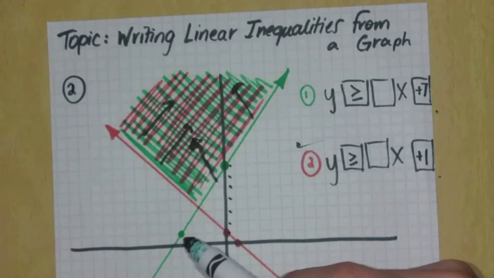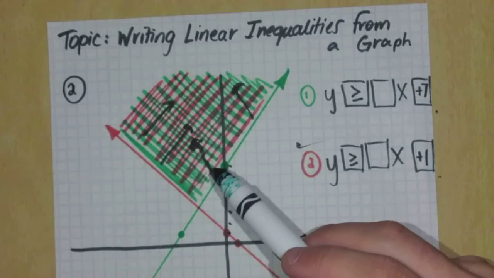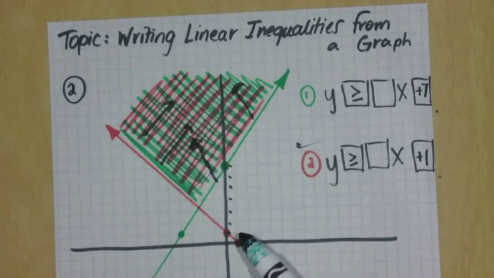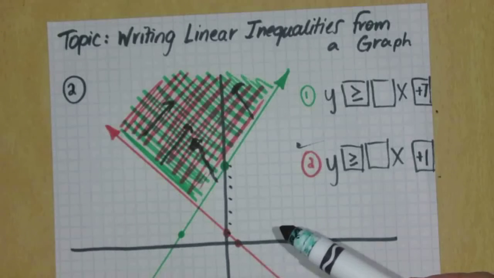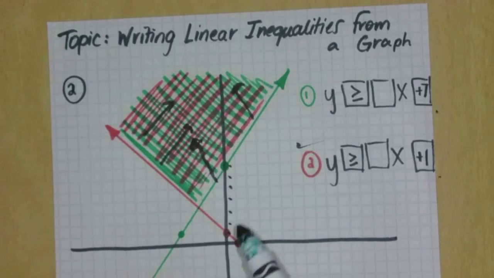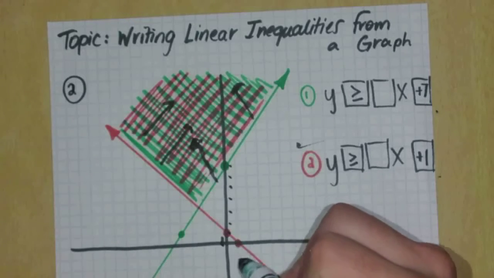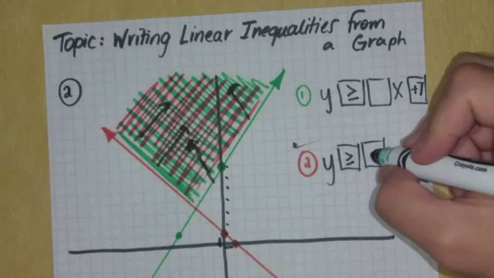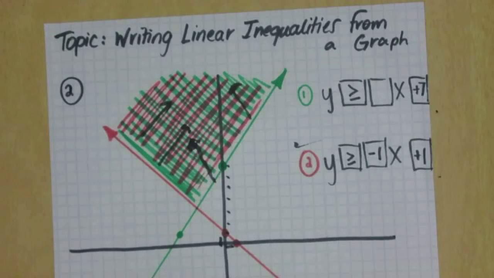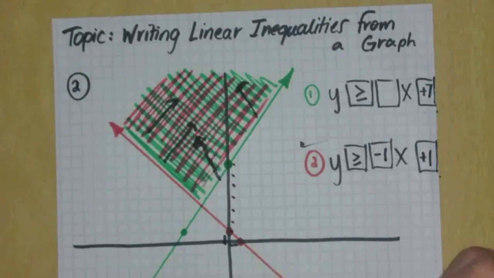What's nice is I definitely have 2 points on the green line and 2 points on the red line, so finding the slope won't be too bad. Again, I'm going to start with the red line just because those points are right next to each other. I'm going to go down 1 to the right 1. Well, that's a slope of -1. Down 1, right 1, down 1, right 1.